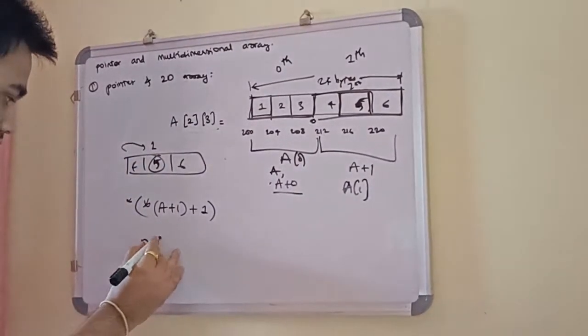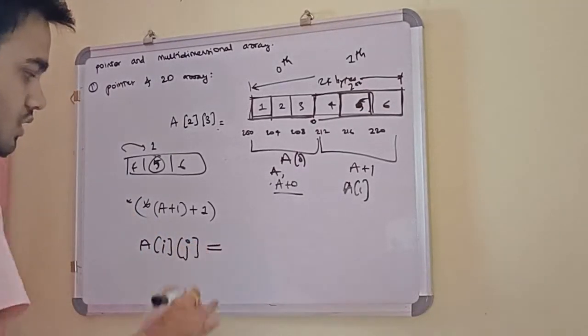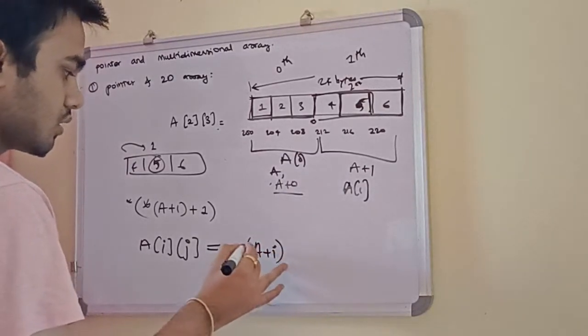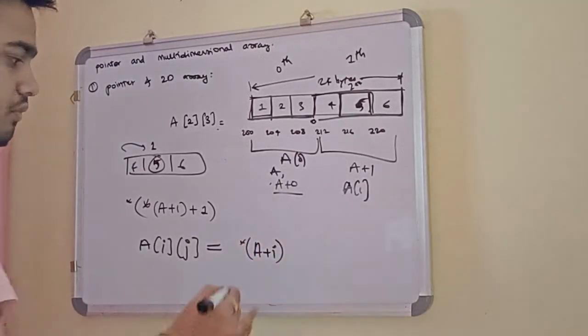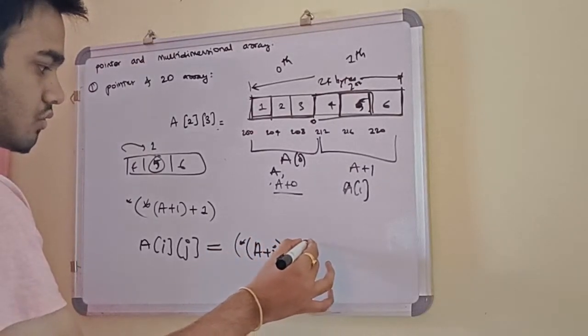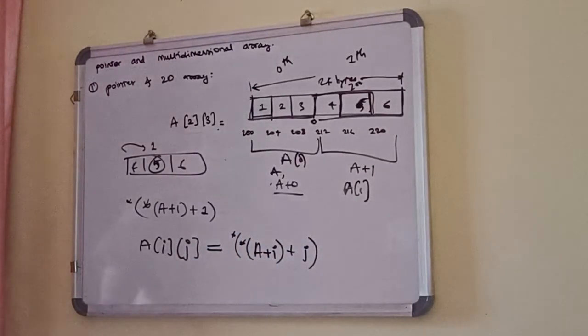So generally a of i j is equal to star of, open bracket, star of a plus i, close bracket, plus j. So this is how it actually works.